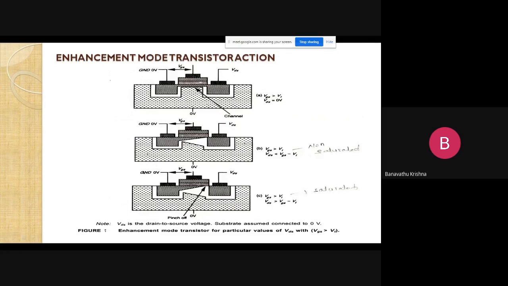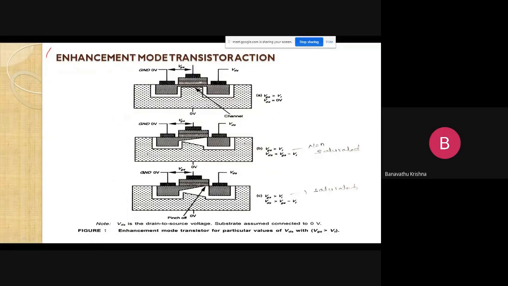Next, enhancement mode transistor action. Enhancement mode transistor action, right? So this is the enhancement mode transistor. How the enhancement mode transistor goes into depletion mode, how it is operated, and how it generates the characteristics we need, that is drain current with respect to gate voltage, and how they are performed based on some conditions. It is a very important topic here.